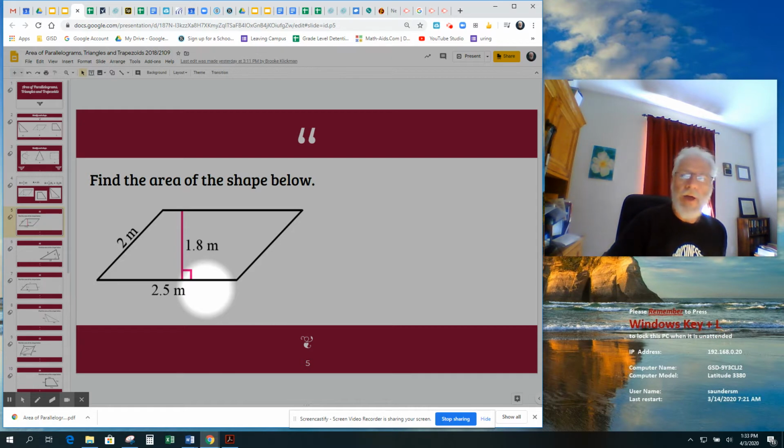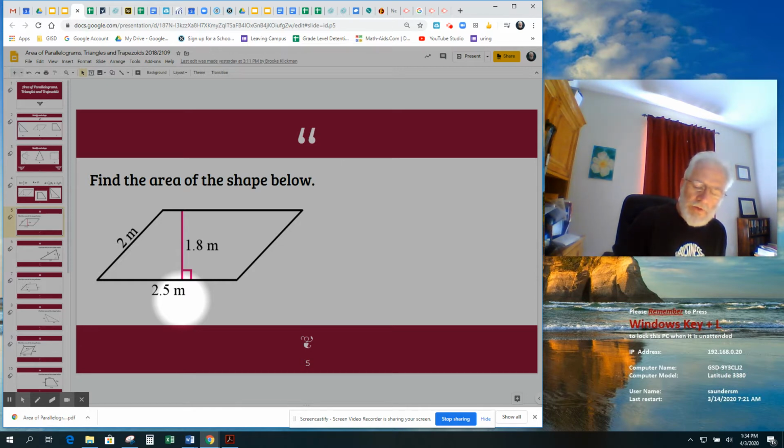But remember, I have to count the number of decimal places when I multiply, and I move my decimal point from the right to the left that many places. So I have 1, 2 decimal places, and I'm going to count 1, 2. And so my answer for area is equal to 4.5. And the units, if I just highlight that right there, my units are meters. And when we do area, it's always units squared.